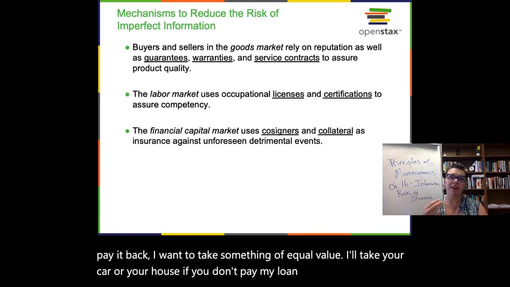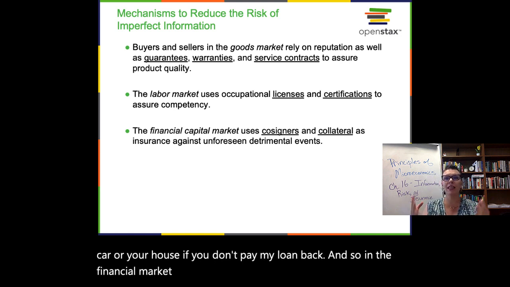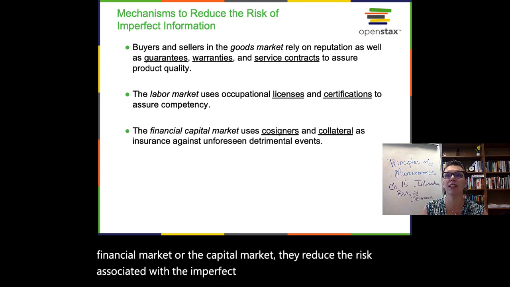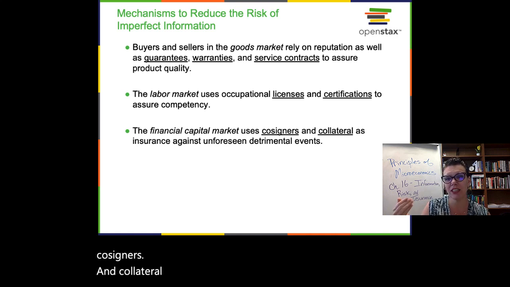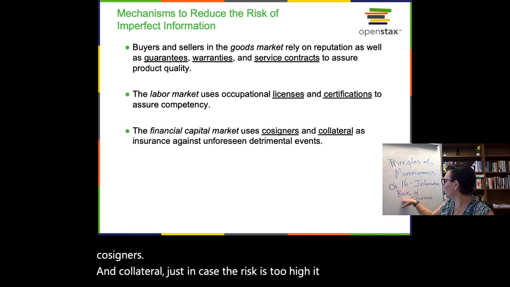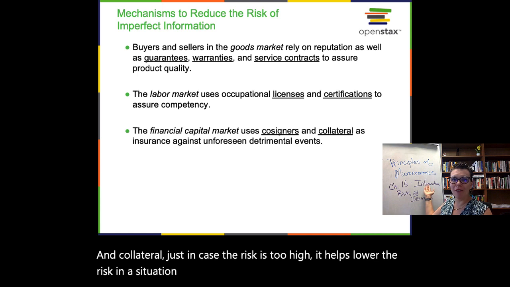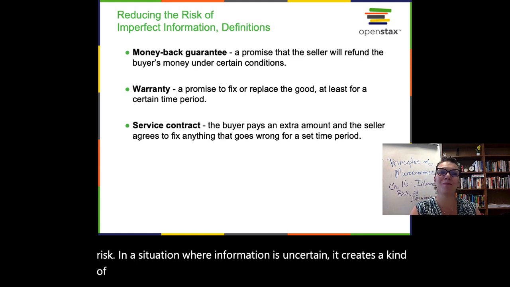And so in the financial market or the capital market, they reduce the risk associated with imperfect information with things like cosigners and collateral, just in case the risk is too high. It helps lower the risk in a situation where information is uncertain. It creates a kind of insurance.